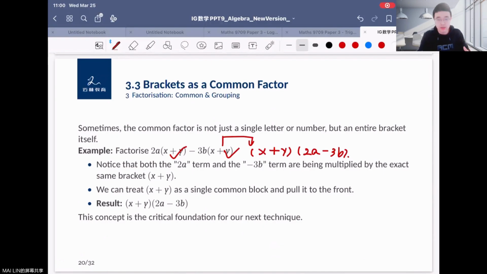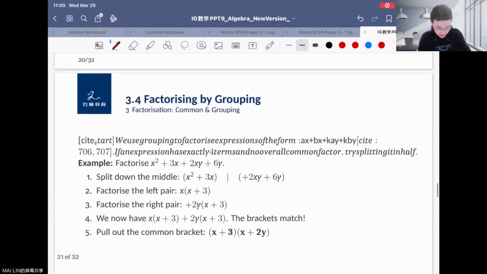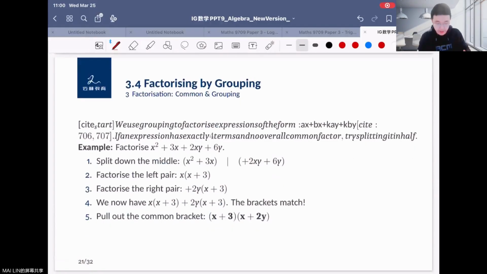So we can call this a factorization problem, but sometimes common factors are very hard to find. So here is also factorizing by grouping. If you want to factorize this polynomial, x squared, 3x, 2xy, 6y, it's very hard to first determine the common factor across all four terms. So here you can just make them into groups.